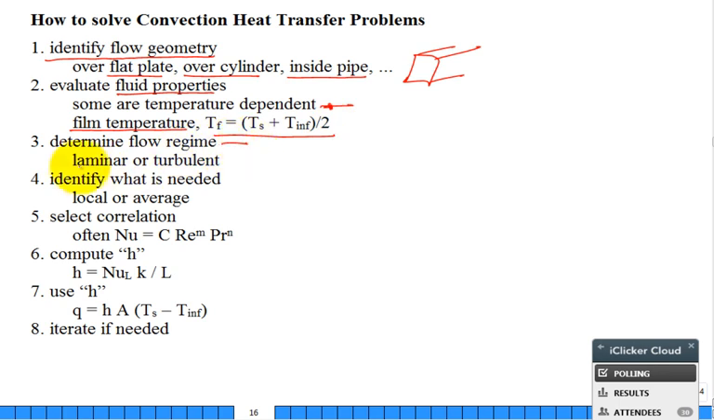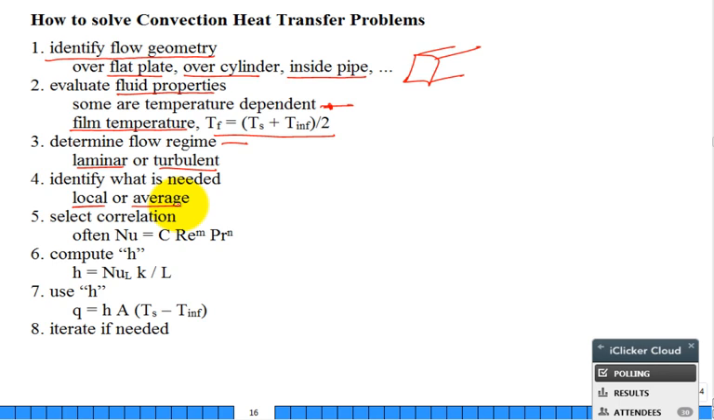All right. Flow regime. Is it laminar or turbulent? Usually that's a big dividing line. If it's laminar, go to this set of correlations. If it's turbulent, go here. Identify what you need. Do you need a local h or a local tau, or do you need the average h or average Nusselt number, average something?